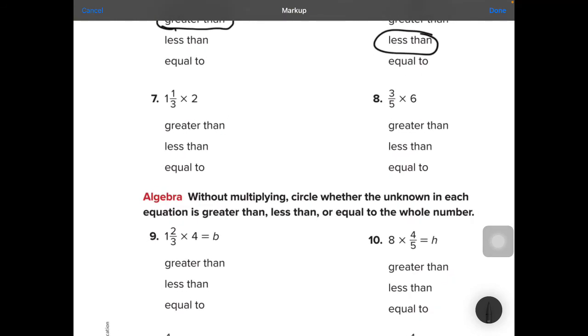Number 7, 1 1/3 times 2. That is greater than 1. So when we times 1 1/3 times 2, is the answer going to be greater than 2, less than 2, or equal to 2? You're right, it's going to be greater than.